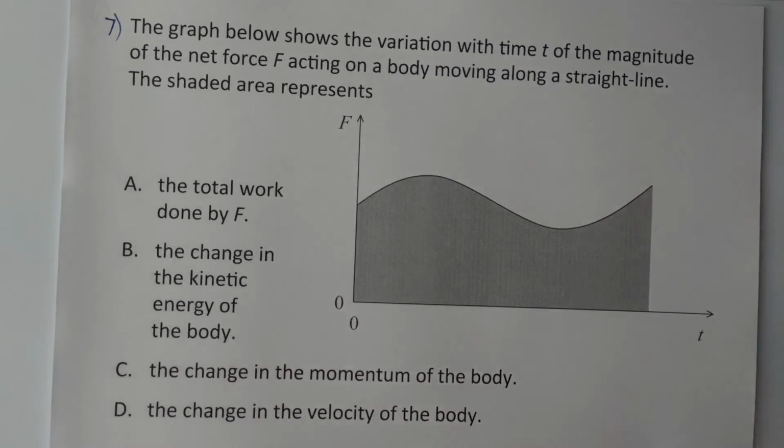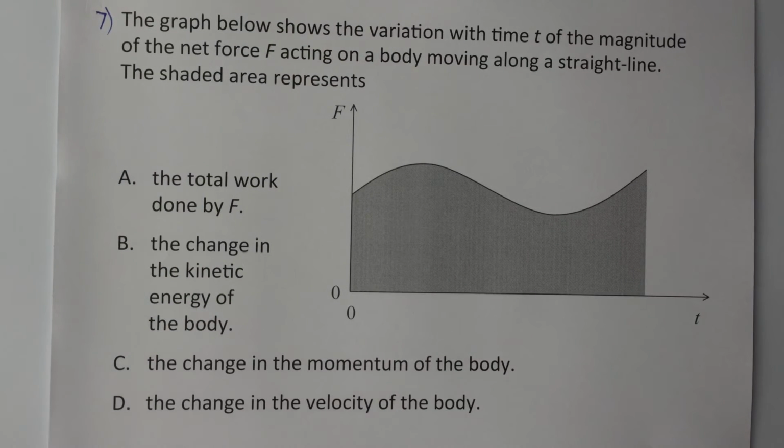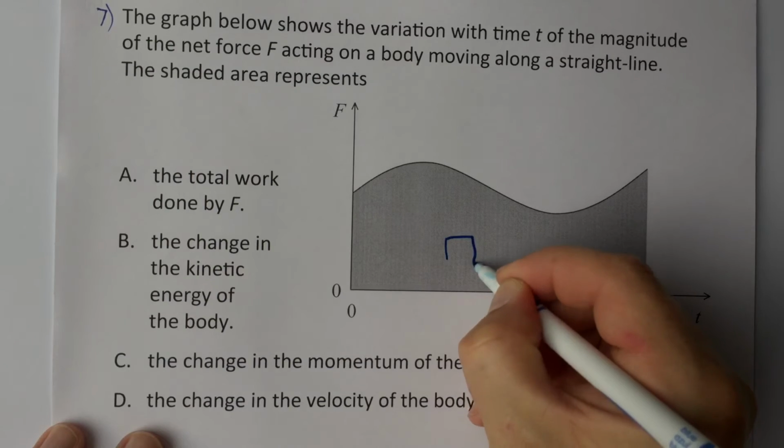Last problem. The graph below shows the variation with time of the magnitude of the force F acting on a body moving along a straight line. The shaded area represents what? So this is another problem where we're asking, what does the area underneath this curve represent? And the way that we answer that is with units.